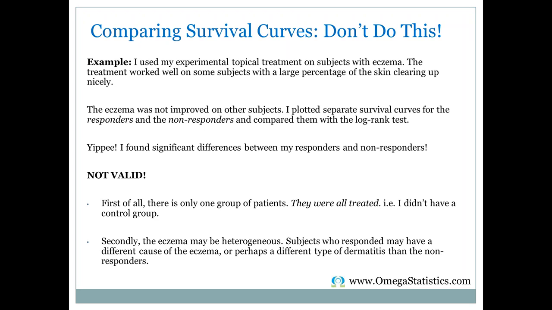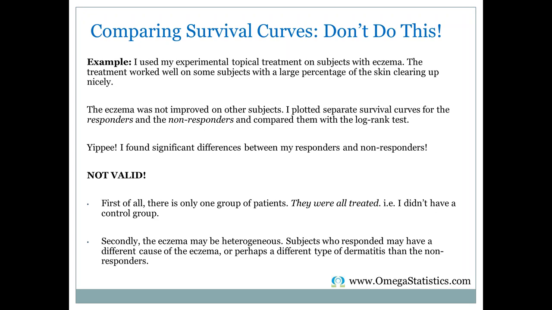The first reason is because there's only one group of patients. They were all treated, right? I didn't have a control group. Everybody got that topical, they all got the treatment. So I don't have a control. So I don't have 2 groups. I really only have one. Okay, so I shouldn't be using 2 survival curves.